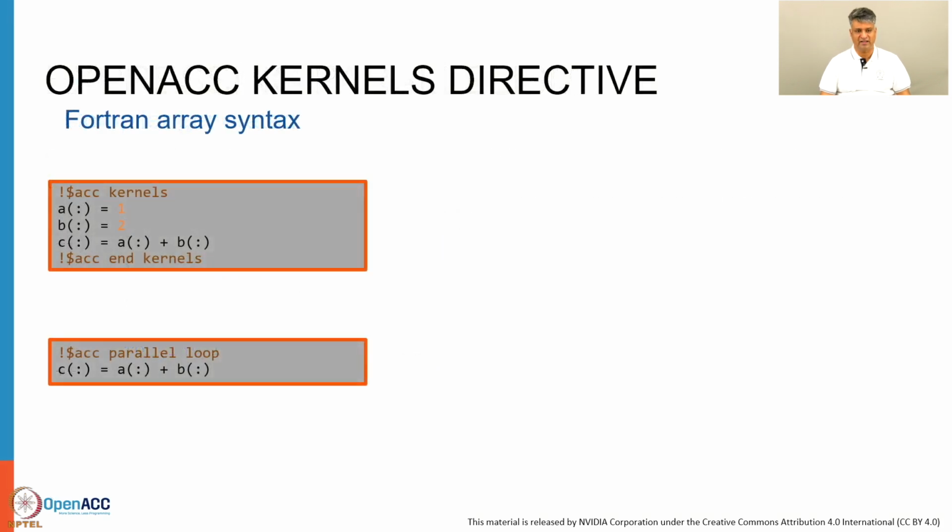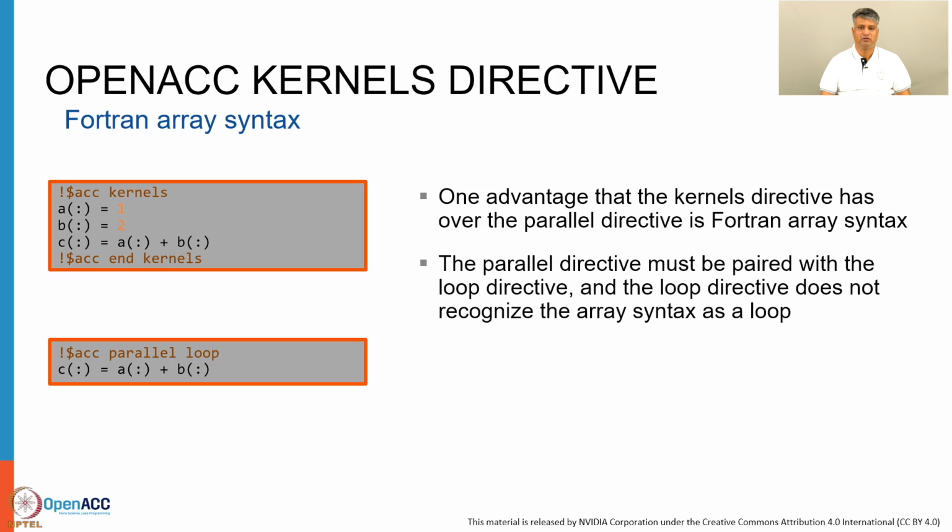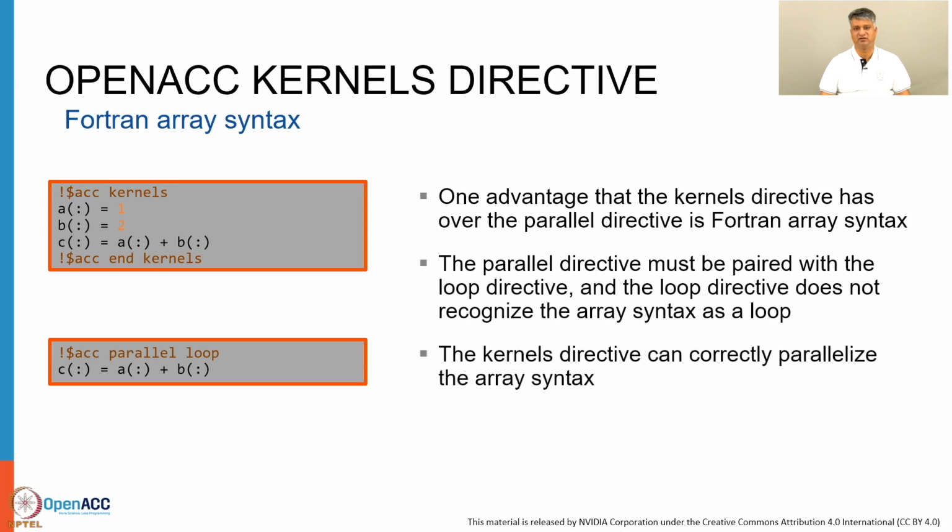If you look at the Fortran array syntax, this is how it looks for the directive. In this case, the parallel directive must be paired with the loop directive. The loop directive does not recognize the array syntax as a loop, whereas in kernels, this can be correctly parallelized with the array syntax.